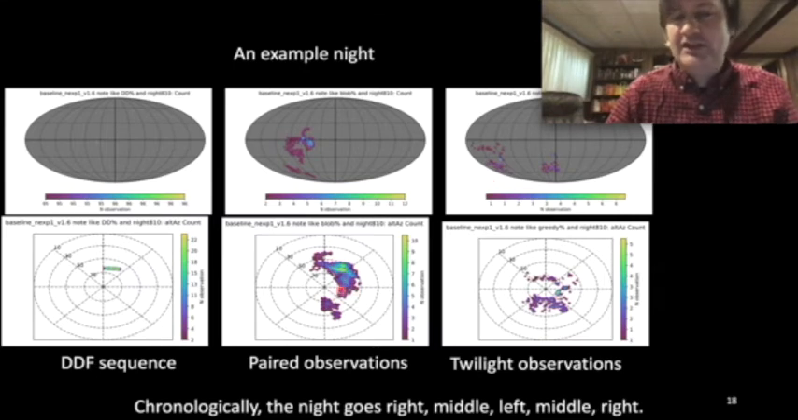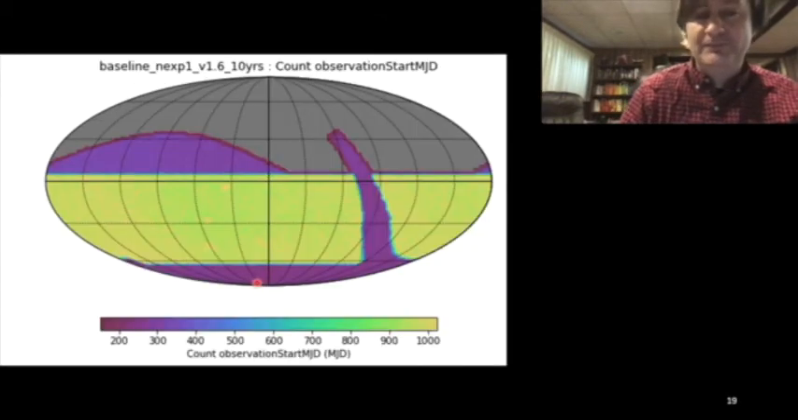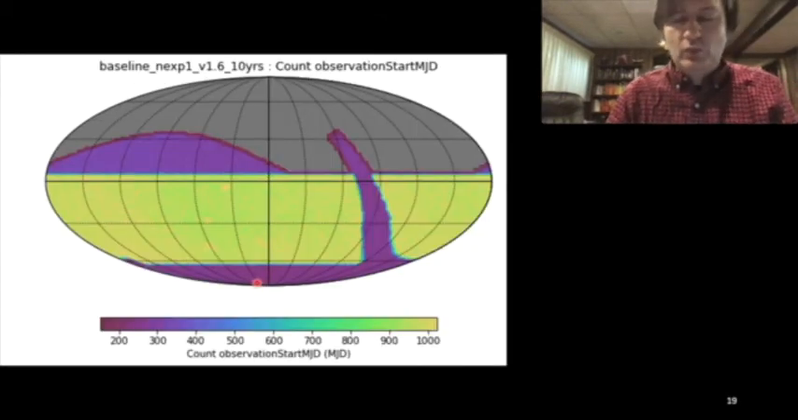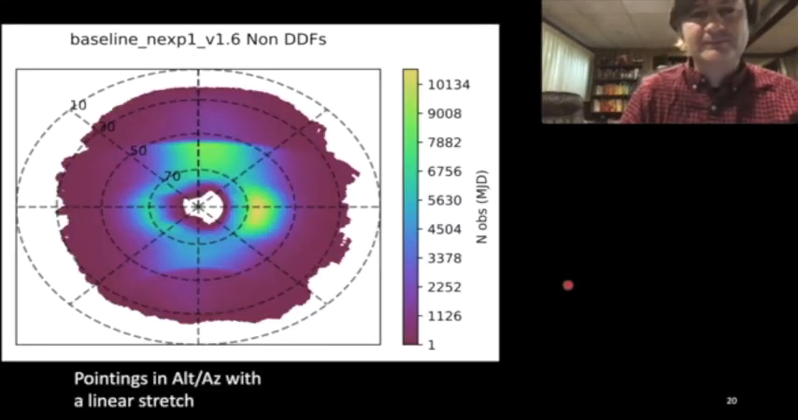And you can see in Alt-Az space, we're doing a good job staying near the meridian. We're not falling to high air mass, and we're tracking the deep drilling field when it's near its optimal passage. So this seems to be doing a good job. And again, this is what the survey looks like at the end of 10 years, and we do indeed end up with a nice smooth 18,000 square degrees along with our extensions that we've talked about before.